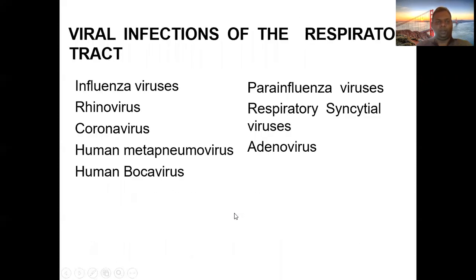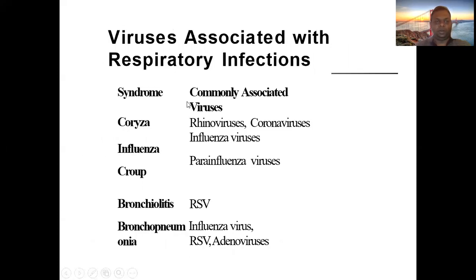Think. So viral respiratory tract infections, viruses. As you know, there are several viruses: Orthomyxoviridae, Paramyxoviridae. So influenza virus, parainfluenza virus, then respiratory syncytial virus, then rhino, corona, adeno, human metapneumovirus, and Bocavirus. So viruses associated with respiratory infection syndromes: commonly associated with coryza or rhinitis, like the common cold, are rhinovirus, coronavirus, influenza.